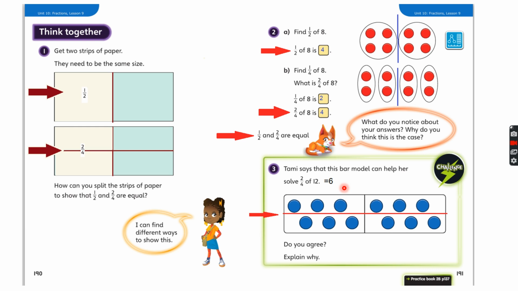Okay, I have a question now. My 12 blue circles, when I cut them into 2 equal parts, what's the half of 12? You have to find how many blue circles are inside one group out of 2. And the answer will be 6. That's why the 2 out of 4 and the 1 out of 2 are equal.